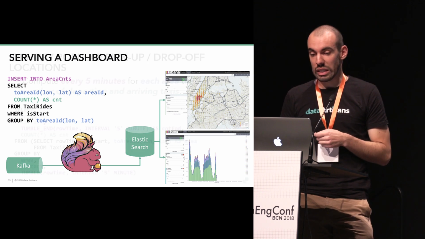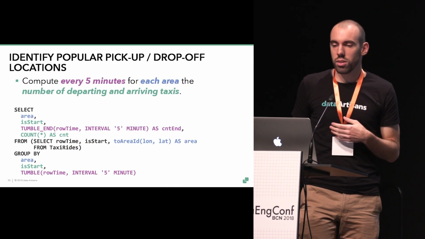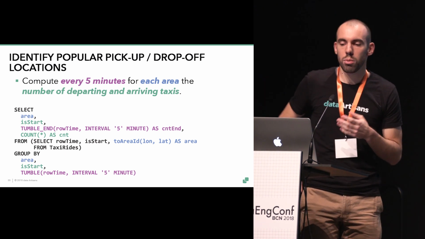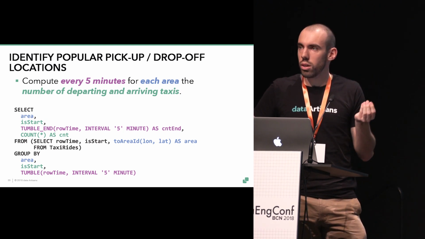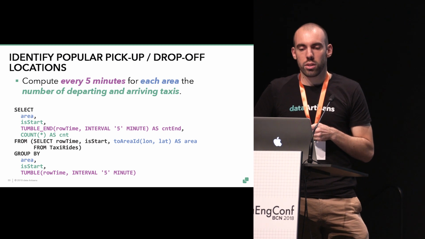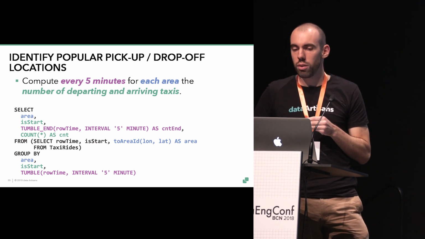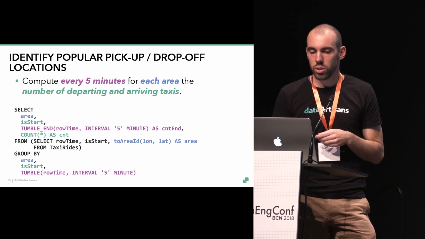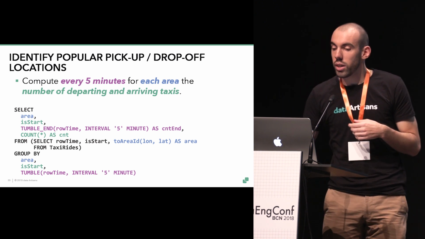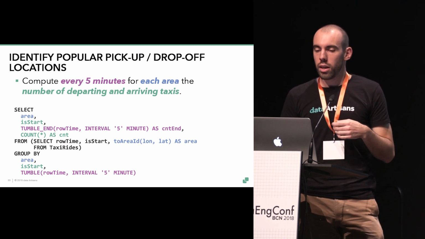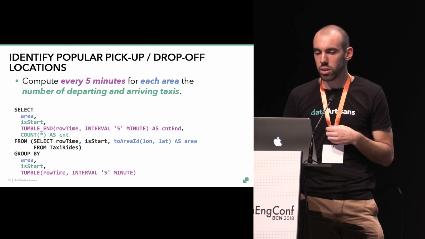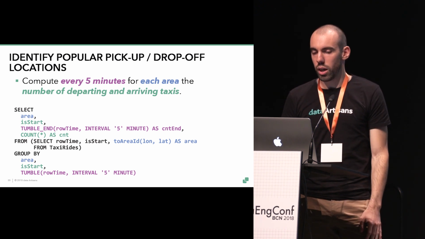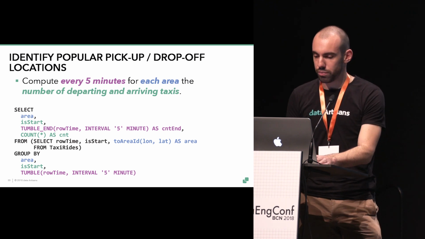Yeah, let's do some more complicated stuff. I hope the beamer works. So this is a SQL query that uses the built-in window functions that we provide in Flink. Here we just want to identify very popular pickup and drop-off locations in New York City. So what we are doing with this query is we compute every 5 minutes for each area the number of departing and arriving taxis. We are grouping by the area ID and by the start event, and then we are defining a window of 5 minutes, and then we do some computation, so we are counting here, and we also want to have the end timestamp of this window.